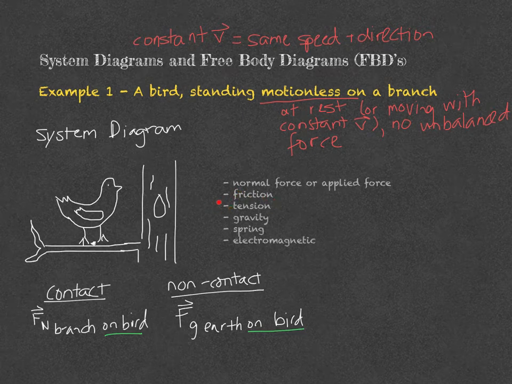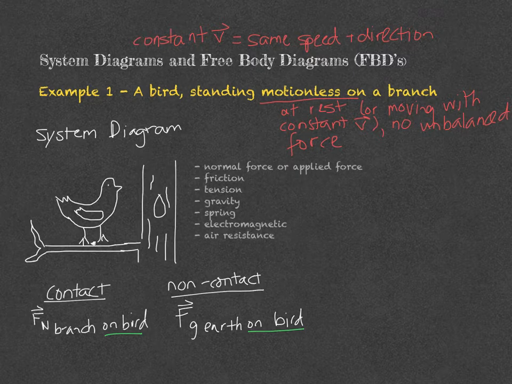Tension is when we have a rope or a string, and that's not the case. We already have gravity. Springs would be when you actually have a spring or an elastic, which we don't have. An electromagnetic force, we don't have either. So out of all our forces, these are the only ones. We also have air resistance as a possibility, not in this case, because air resistance is when things are moving and it's the resistance of the air to the motion.